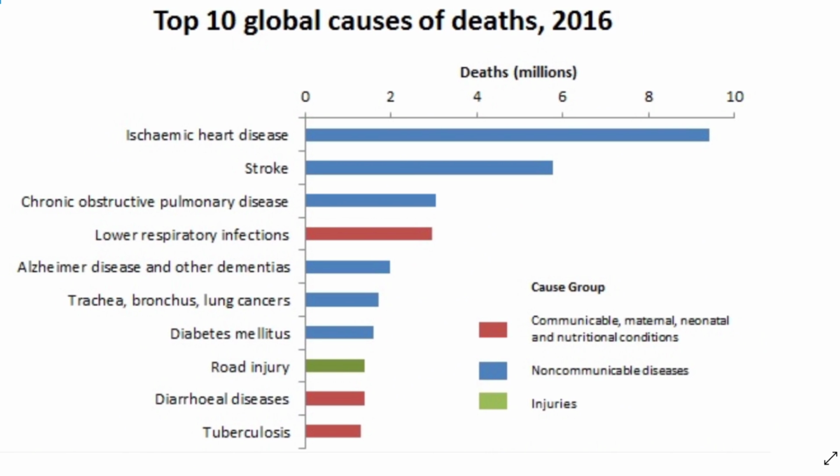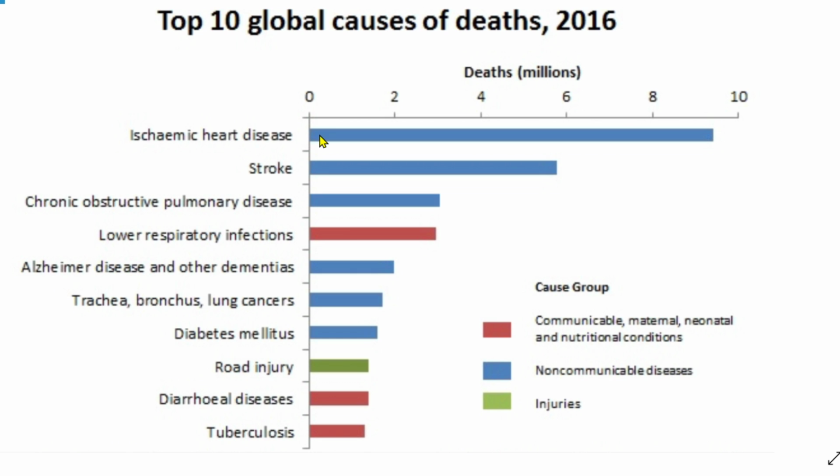And we see that the most common cause of death is ischemic heart disease, then stroke. So that's poor blood supply to the heart, that's poor blood supply to the brain. Then chronic lung diseases, chronic obstructive pulmonary disease. Then lower respiratory infections, the ones in red are infections, and neonatal things. Then Alzheimer's disease and other dementias. Then diseases of the upper airways and lung cancer. Diabetes, road traffic accidents, diarrhea illnesses and tuberculosis.